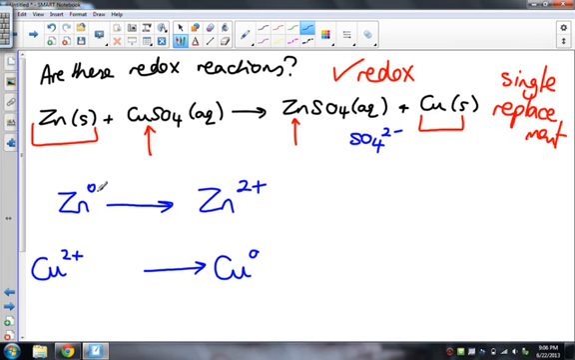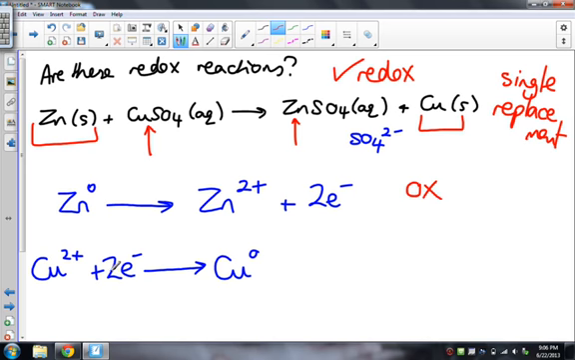Because the thing that's going from 0 to 2 plus is losing 2 electrons. The thing that's going from 2 plus to 0 is doing the opposite. It's gaining 2 electrons. And if you think back to what that actually means, this guy is spitting these electrons out. It's losing electrons. It's being oxidized.